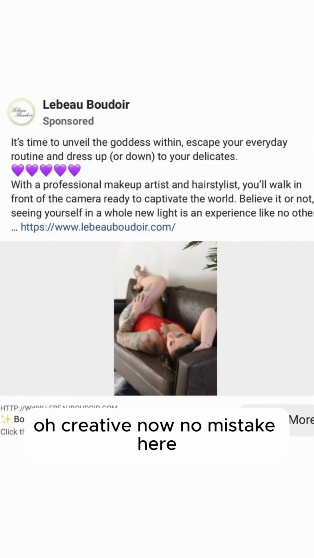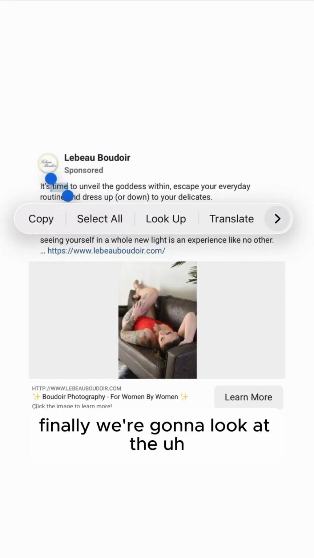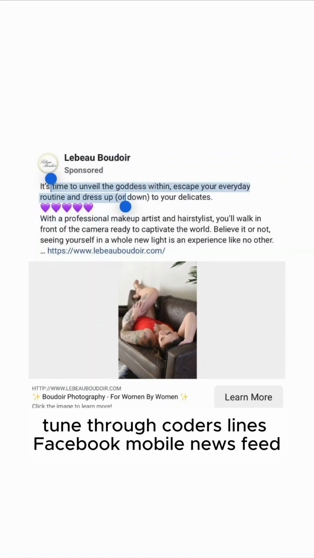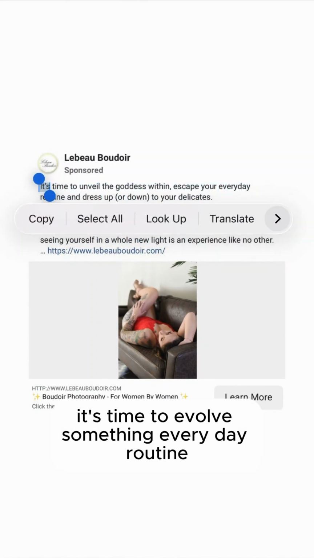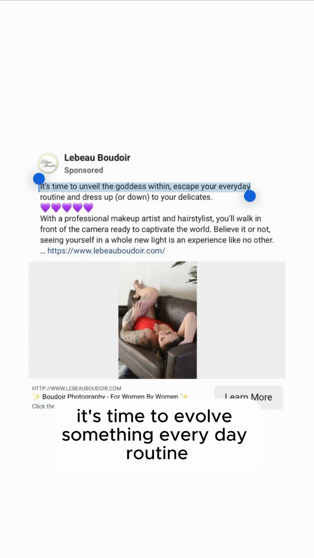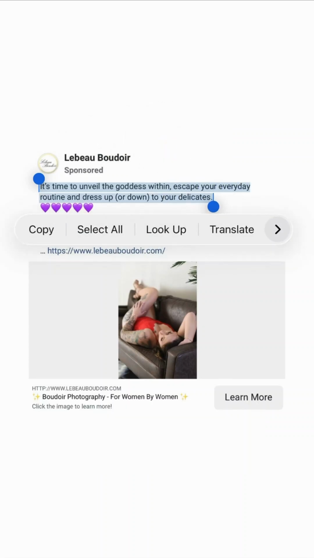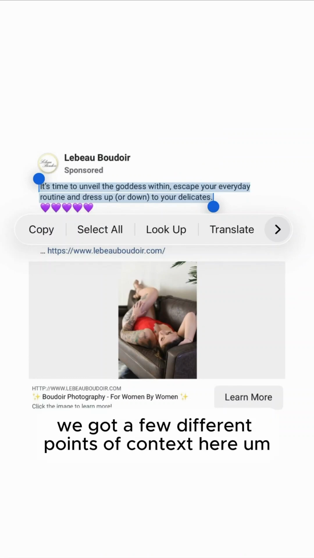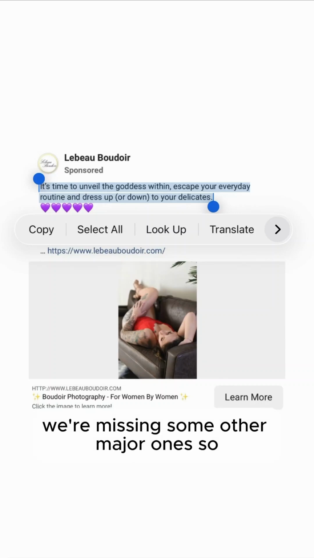Creative, no mistake here. Finally, we're gonna look at the see more headline. First 2 and 3/4 lines, Facebook mobile news feed. All right, so the words, it's time to, everyday routine. Okay. We've got a few different points of context here. But we're missing some other major ones.